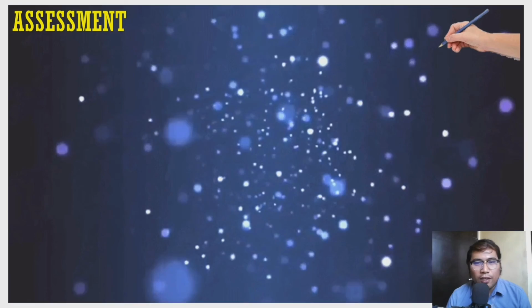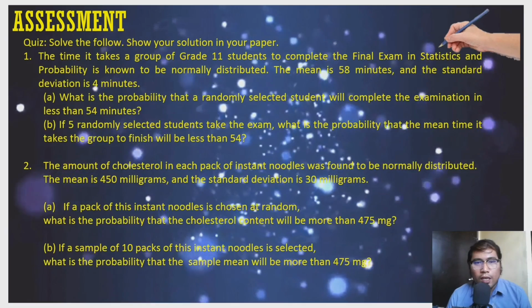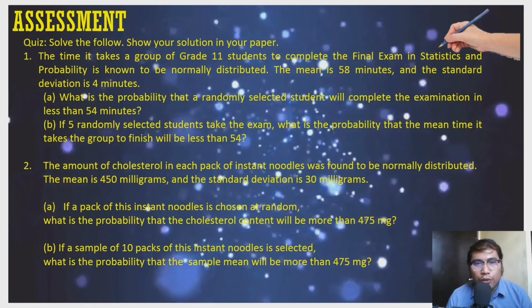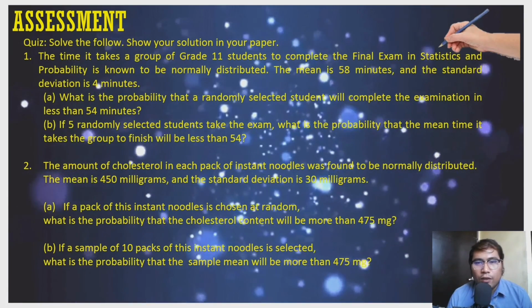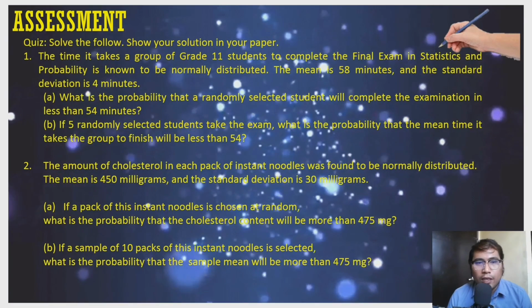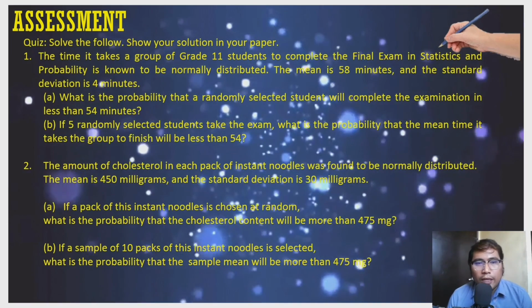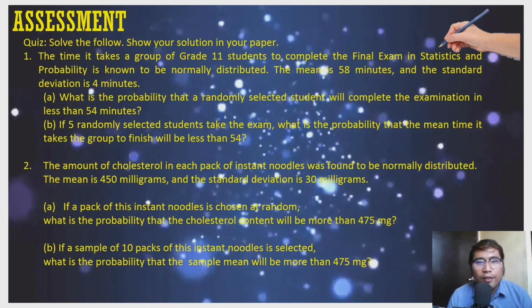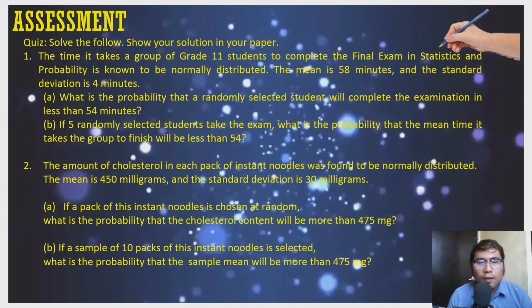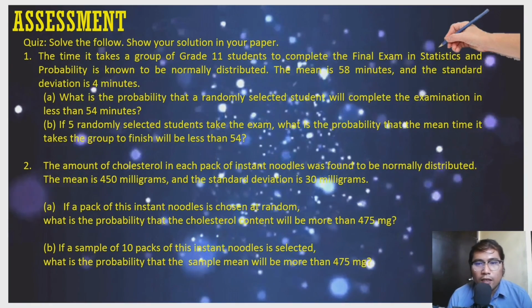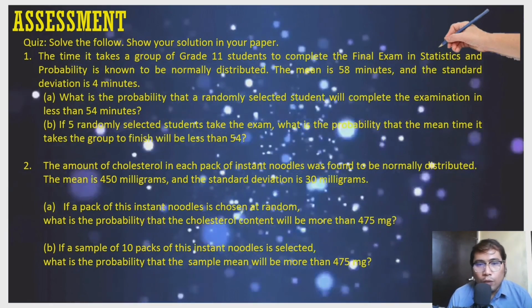Assessment. In this part of the video, you are going to solve or take this quiz in solving central limit theorem. You are going to show your solution in your paper or answer sheet. Okay, so number 1, the time it takes a group of grade 11 students to complete the final exam in statistics and probability is known to be normally distributed. The mean is 58 minutes and the standard deviation is 4 minutes. So letter A, what is the probability that a randomly selected student will complete the examination in less than 54 minutes? Letter B, if randomly selected students take the exam, what is the probability that the mean time it takes the group to finish will be less than 54?